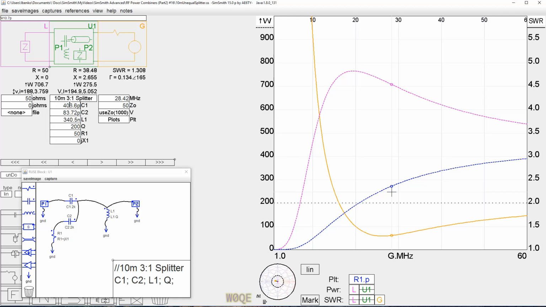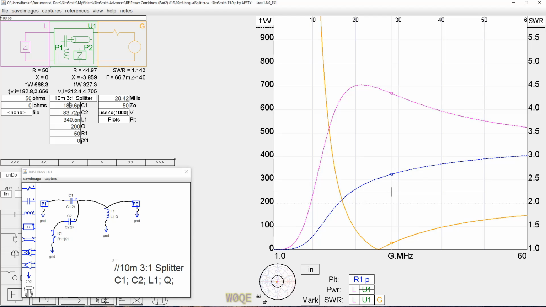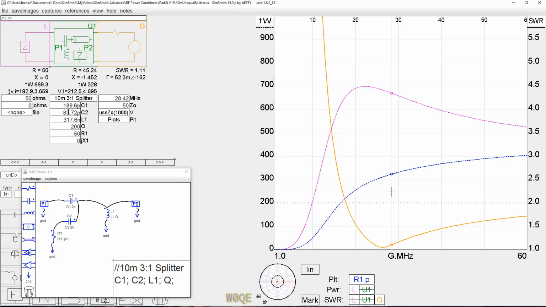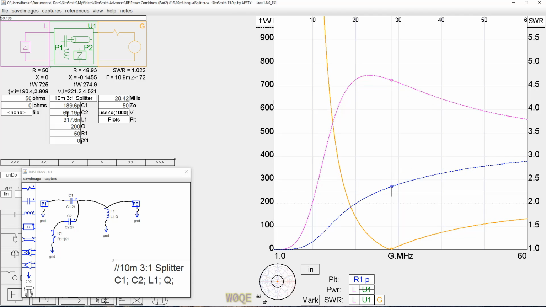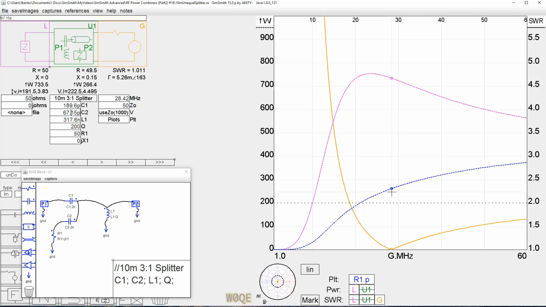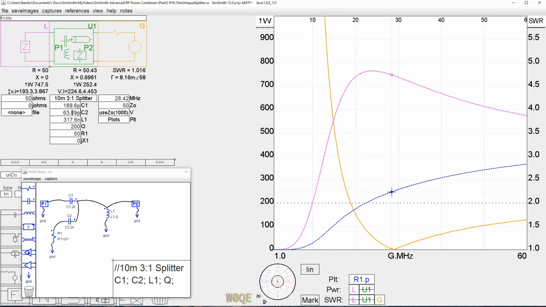I think that's too much capacitance there. Doing this on the fly is a little bit awkward because it's hard to always get it right. This is looking pretty darn close though.